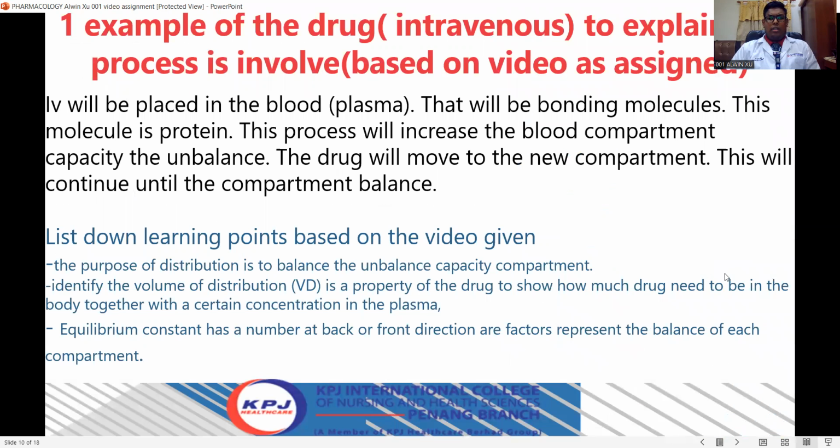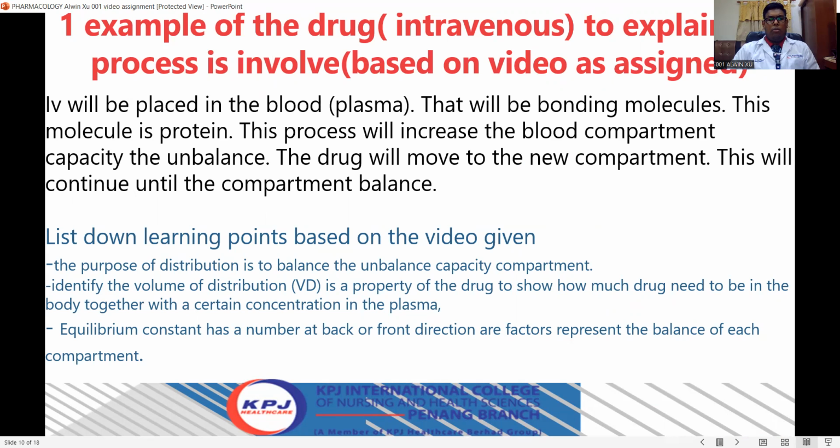An example of a drug, intravenous, that I should explain based on the video. IV will be placed in the blood plasma, where it will bind to a molecule. This molecule is protein. This process will increase the blood compartment capacity and create an unbalanced capacity. The drug will be moved to a new compartment, and this will continue until the compartments are balanced. The learning point: the purpose of distribution is to balance the unbalanced capacity of the compartments.